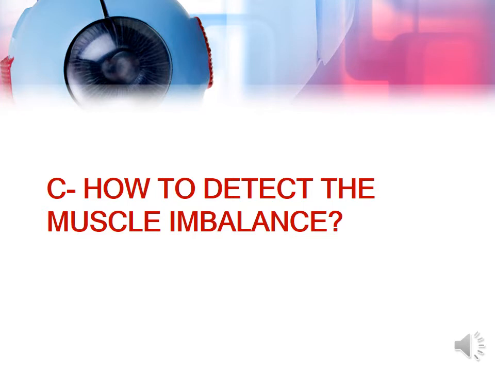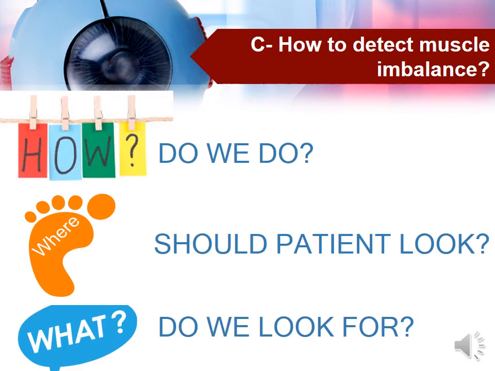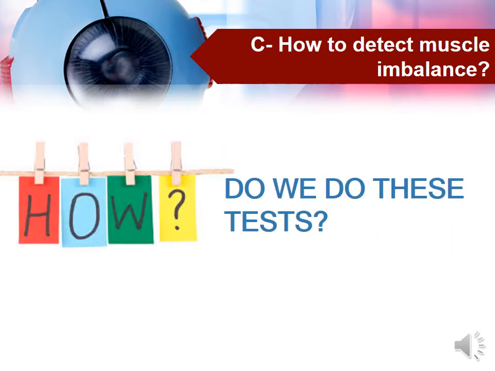So how can we detect the muscle imbalance? Clinically, two tests can be used to detect the muscle imbalance if present. These are the cover-uncover and the alternate cover test. The common questions are how to do these tests, where should be the patient looking, and what do we look for. We will start with how can we do these tests.